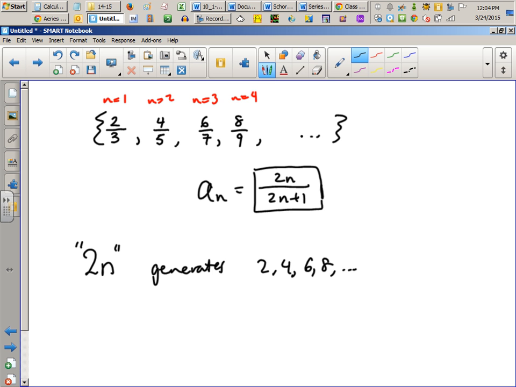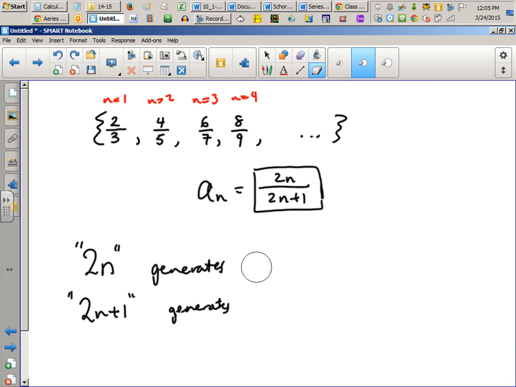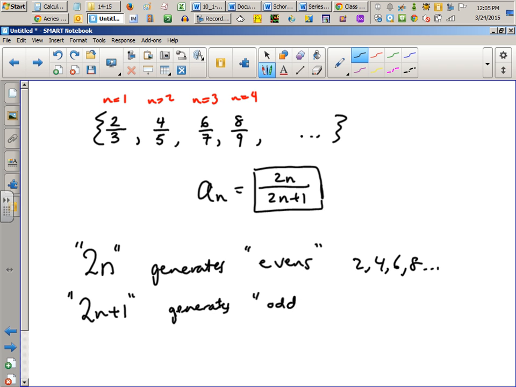Okay? 2n plus 1 generates what kinds of numbers? Odd numbers, correct. So 2n generates evens, specifically 2, 4, 6, 8. And 2n plus 1 generates odds. Unfortunately, it starts at 3, 5, 7, 9.